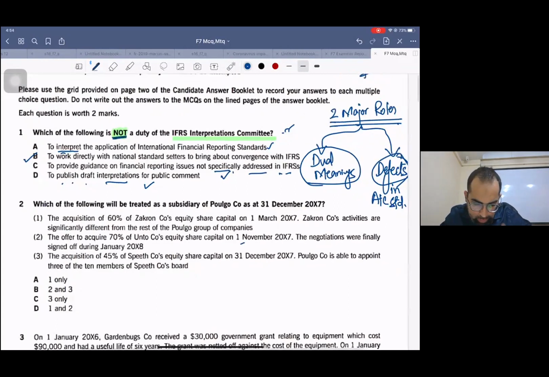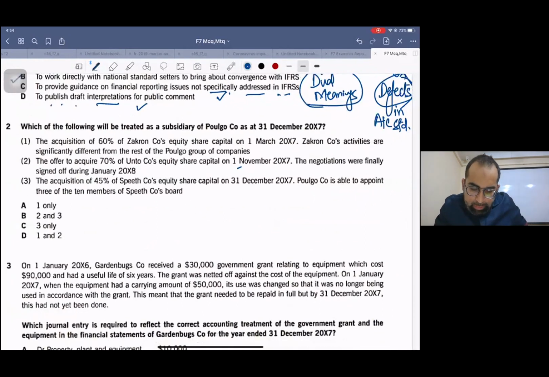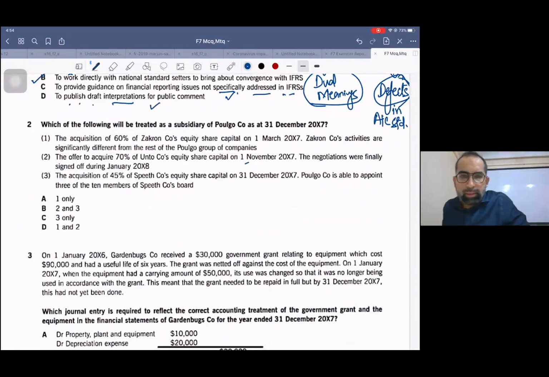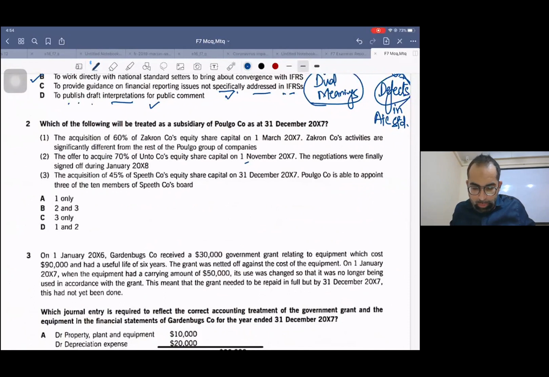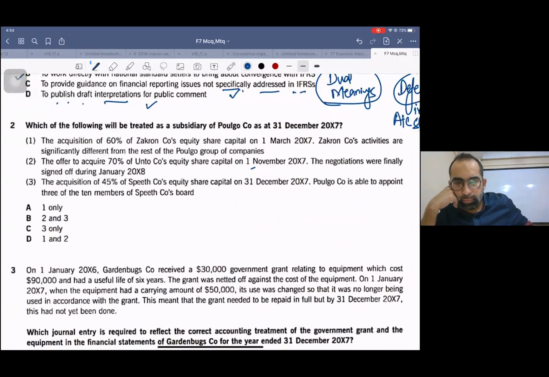Now, the next question: which of the following will be treated as a subsidiary of Polgo company? Out of these three, you have to pick. I taught you this in detail in the last examiner report. Come on, you have 2 minutes to pick it up. All of you, please participate.